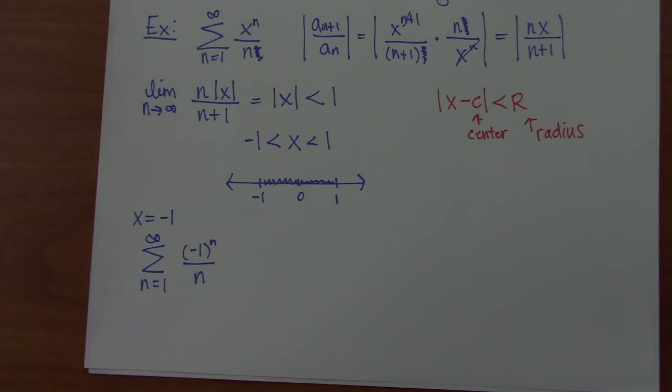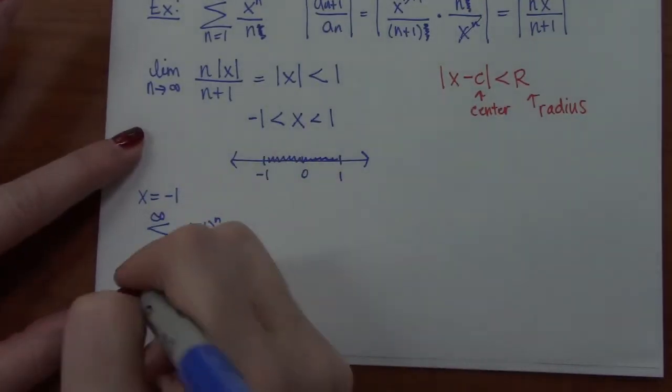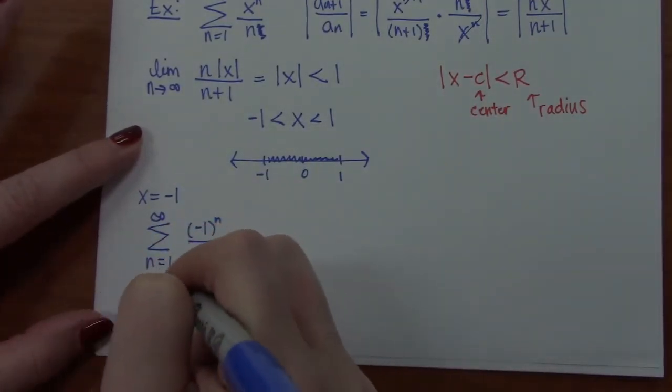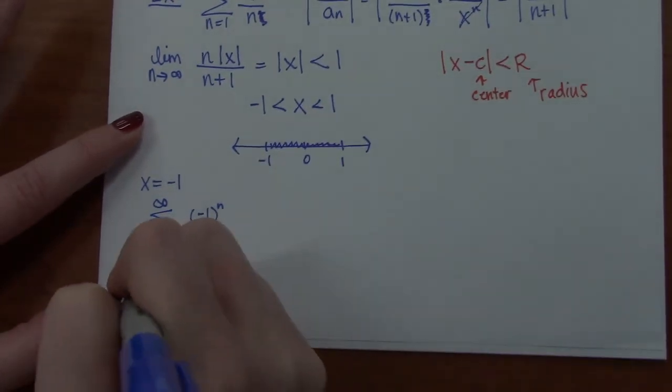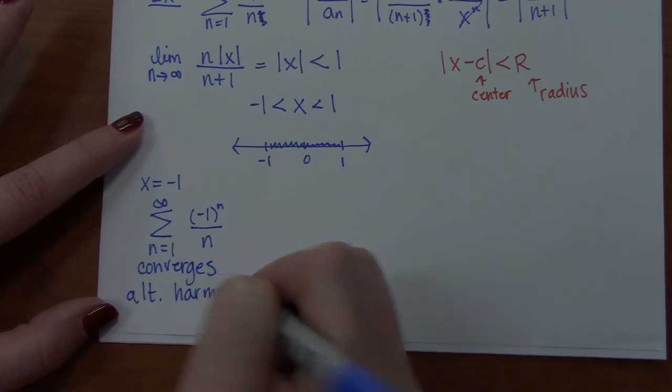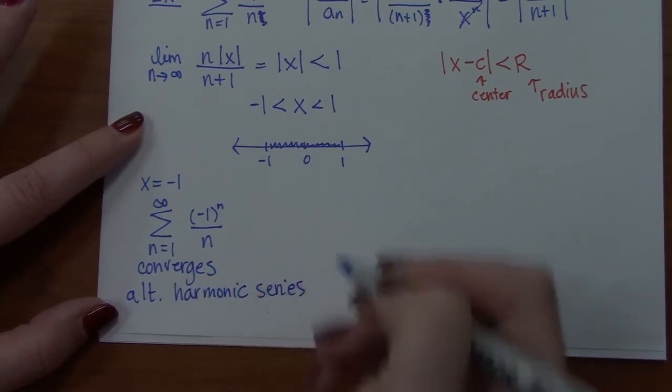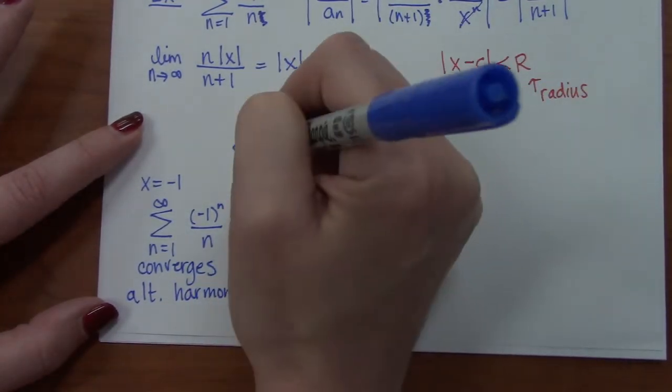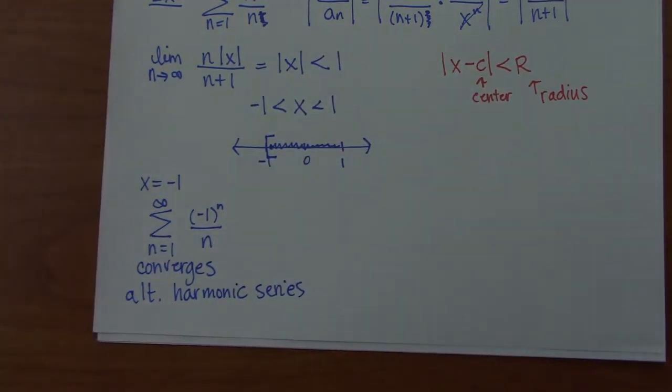So is this going to converge or diverge? Why? It's going to converge because it is the alternating harmonic series. So this converges, right? It's the alternating harmonic series. So that means I can put a bracket at -1. We're going to include that endpoint.